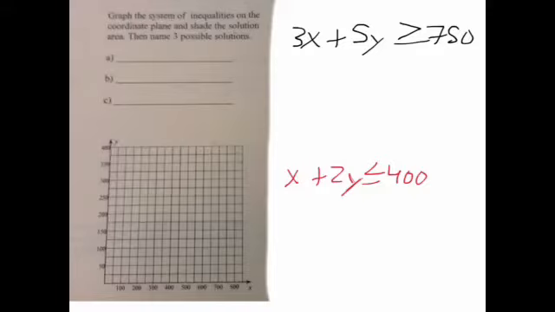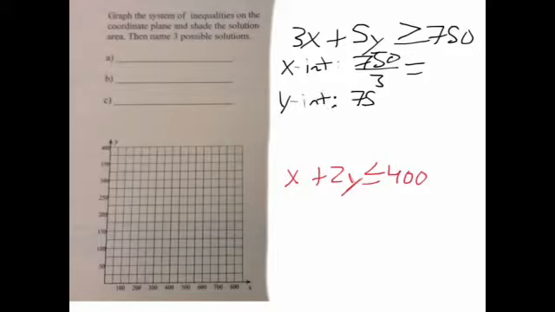So in graphing these, I'm going to just get the x-intercept and the y-intercept for both. If you want to get the x-intercept, take your total on the right side and divide by the number that's in front of x, which is 3. So if you take 750 and divide by 3, you'll get your x-intercept, and if you want to get your y-intercept, you're going to take 750 and divide by what's in front of the y, which is 5. And so when I do that, I'm going to get 750 divided by 3, which will give me an x-intercept of 250. And then 750 divided by the 5 is going to give me 150.